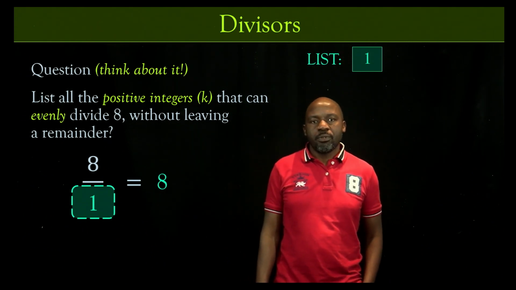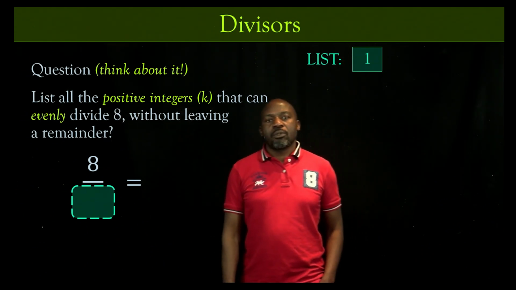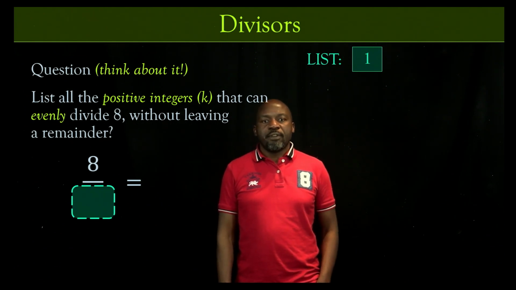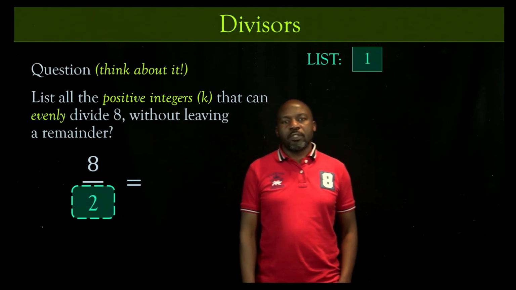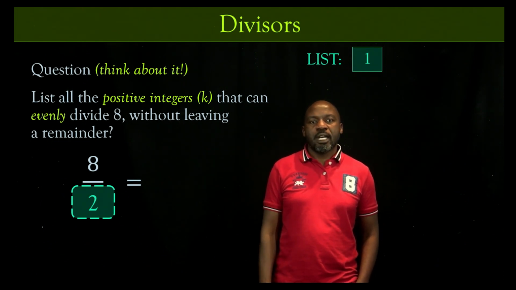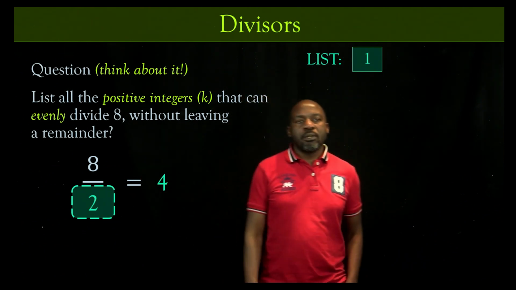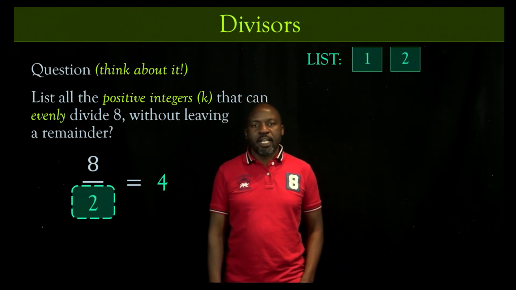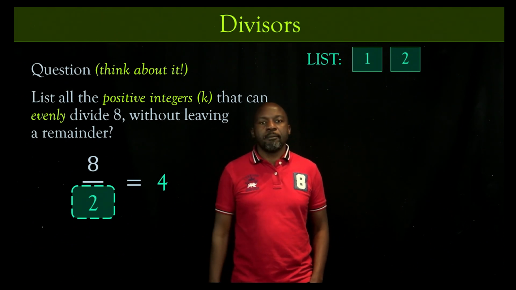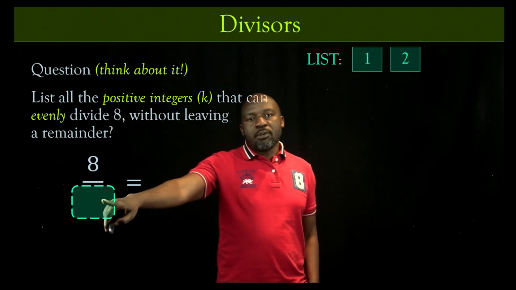Okay, what about 2? So we will go in the order of positive integers. What about 2? If I divide by 2, I will get 4. So 2 goes completely into 8 four times without leaving a remainder, and therefore 2 is also a divisor of 8. What about 3? If I put 3 in there, well, 3 does not go into 8.